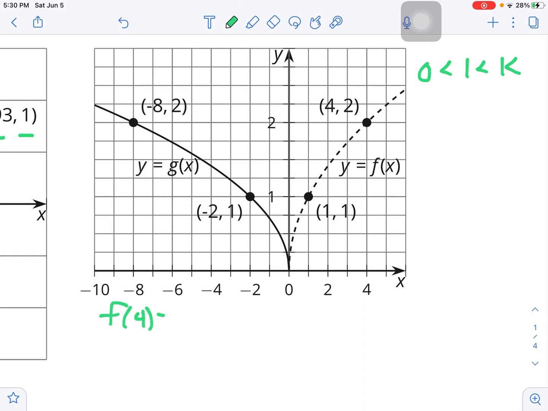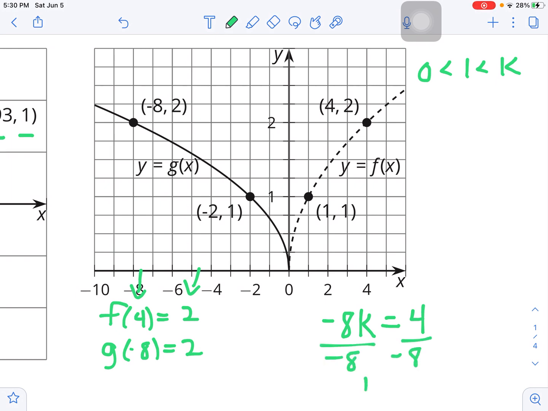F of 4 is equal to 2, and g of -8 is equal to 2. So I'm going to take my result here. Let's see, if I put a -8 in for x, I'm going to want to multiply that by some number so that I will get 4, because that's what I need for my function f to be 2 as an output. So dividing by -8 on both sides, I get k is equal to negative 1/2, and that's your scale factor.